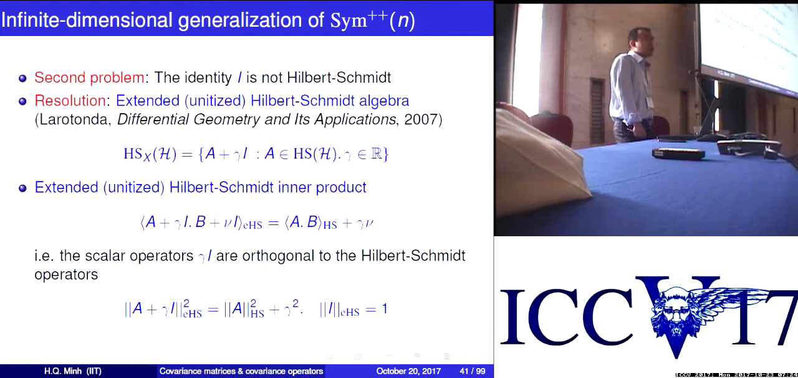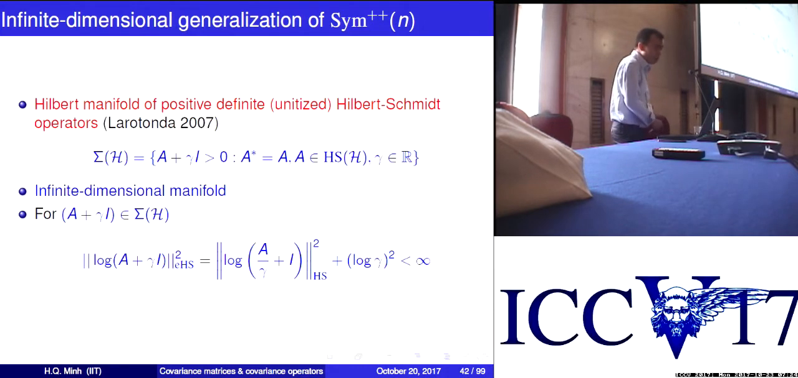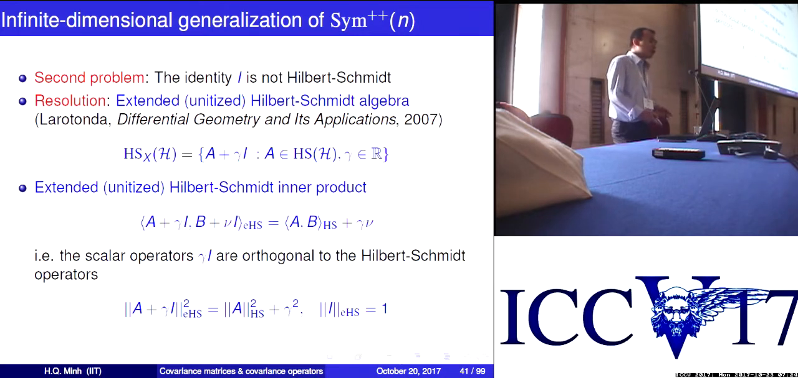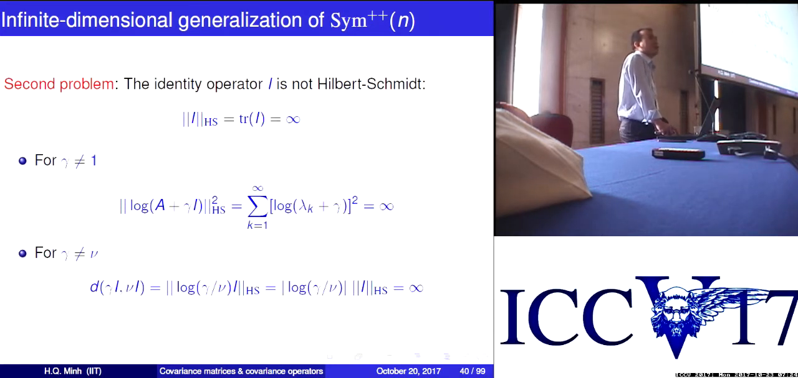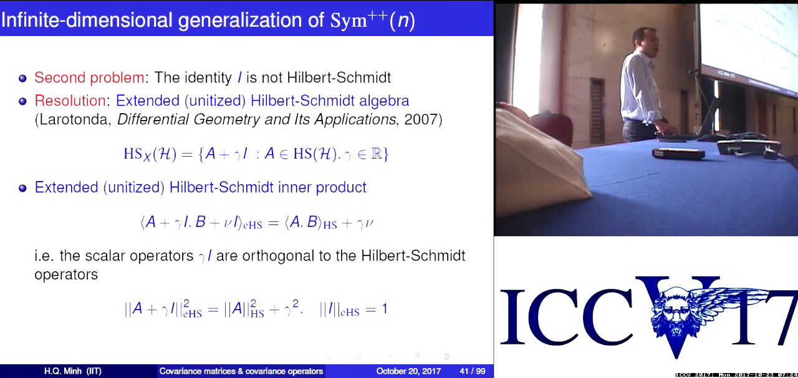Right, so in this definition, the norm of the identity operator is equal to 1, whereas the Hilbert-Schmidt norm of the identity operator is actually equal to infinity. They call it compactification; they compactify it, forcing it to be equal to 1. So this is one solution, one way to do it. This is what we have been following from the work of La Rotonda and his colleagues.